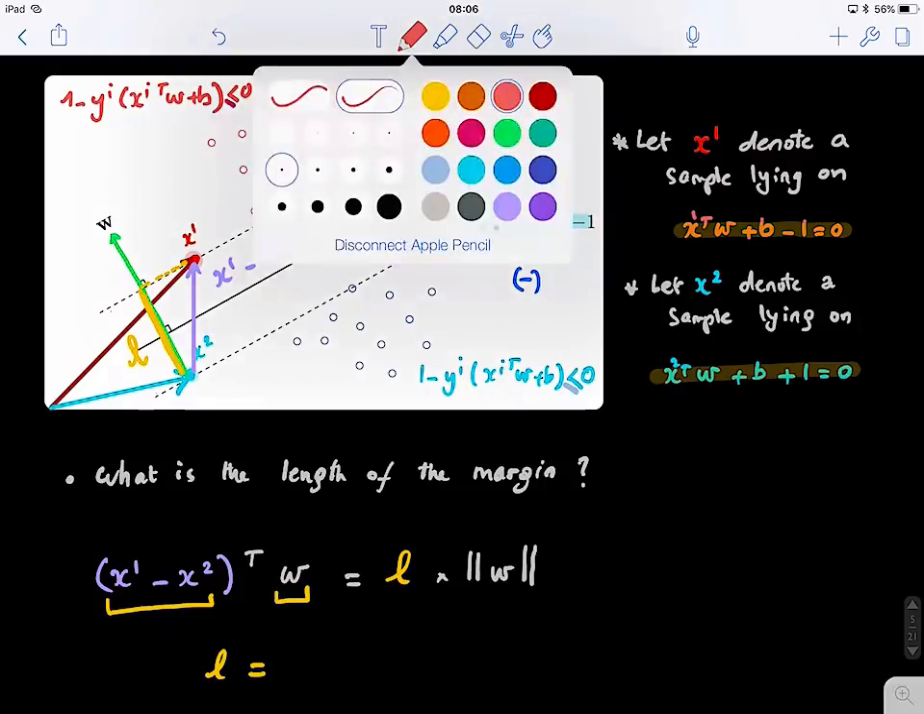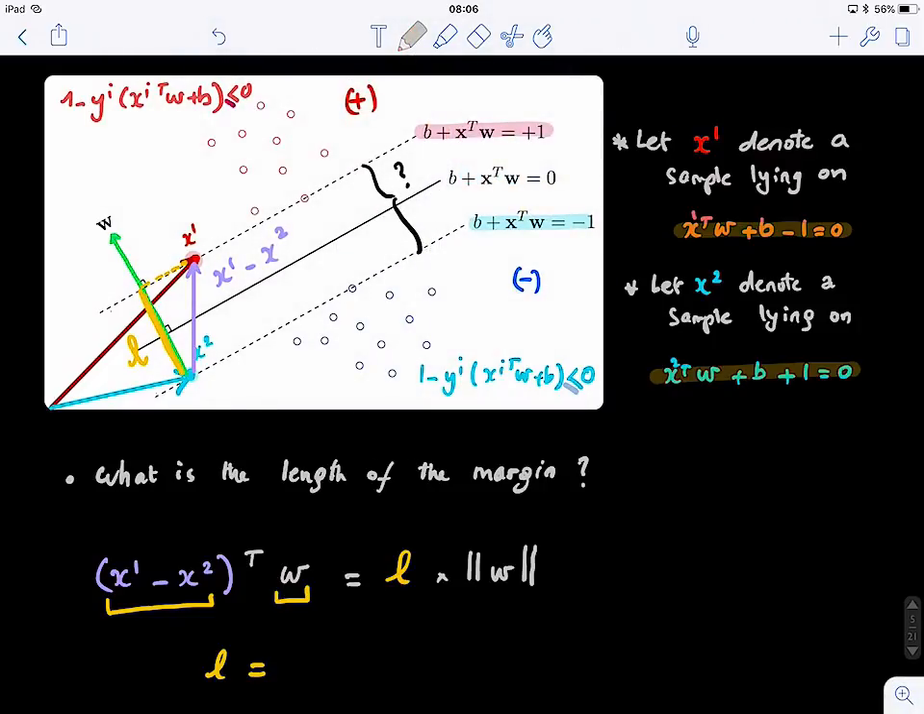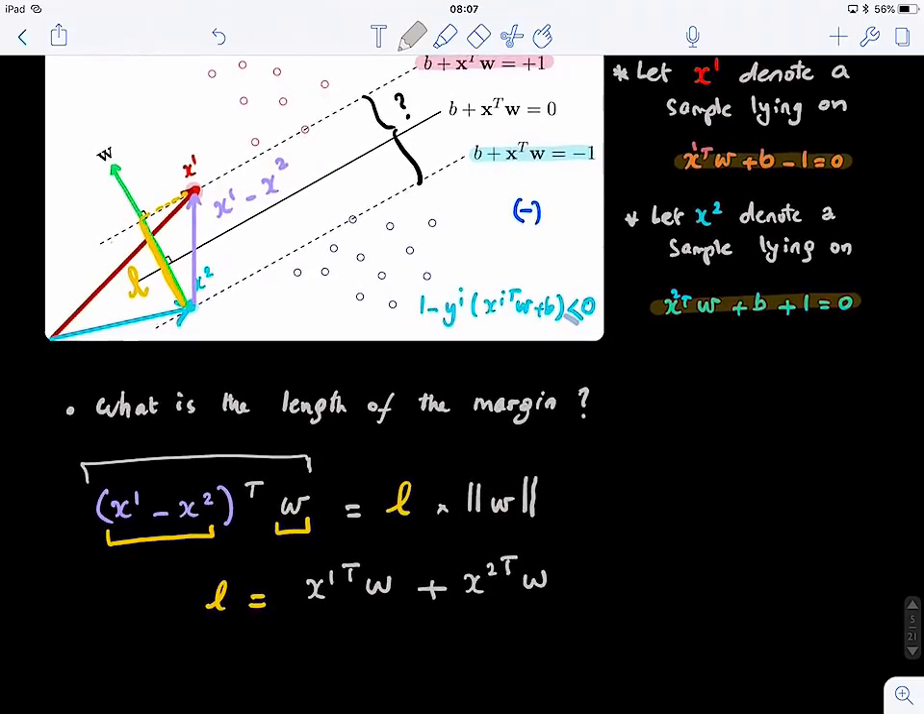Okay, so here, let's do this together. So we know that x1, so let's write it down. L is equal to what? To x1 transpose W plus x2 transpose W, and we need to divide by the norm of W, okay?